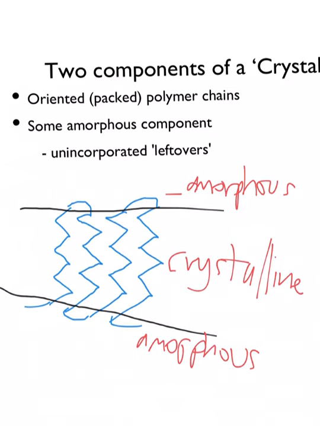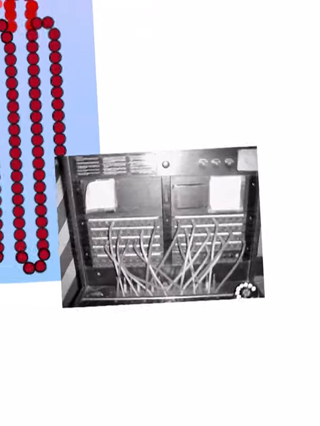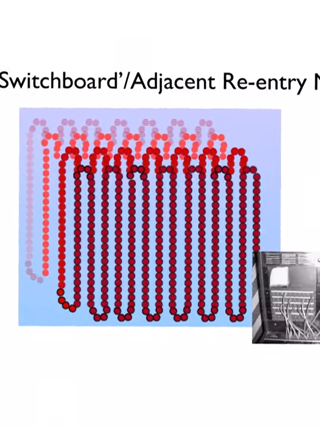So you've got, as it says here, these unincorporated leftovers that didn't make it into the crystal structure. All right. But again, it's a consequence of the fact that this is long chain matter, and it has to do this in order to keep folding. And so this very nice looking version of this is called the switchboard or adjacent reentry model. And so switchboards were used to conduct telephone communications, and they actually had people doing this. You've probably seen that in movies. And so when they first came up with this idea, that's what they named this adjacent reentry model.